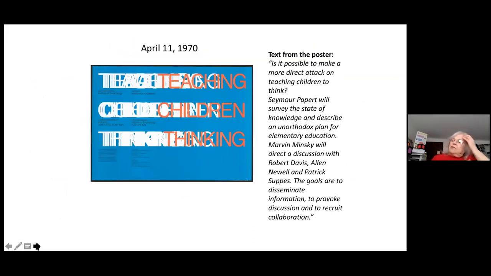So in the spring of 1970, a public symposium was held at MIT. And one of Seymour's best papers, an early paper called Teaching Children Thinking, was named after this conference. 750 people attended. And so that was a big kickstart.